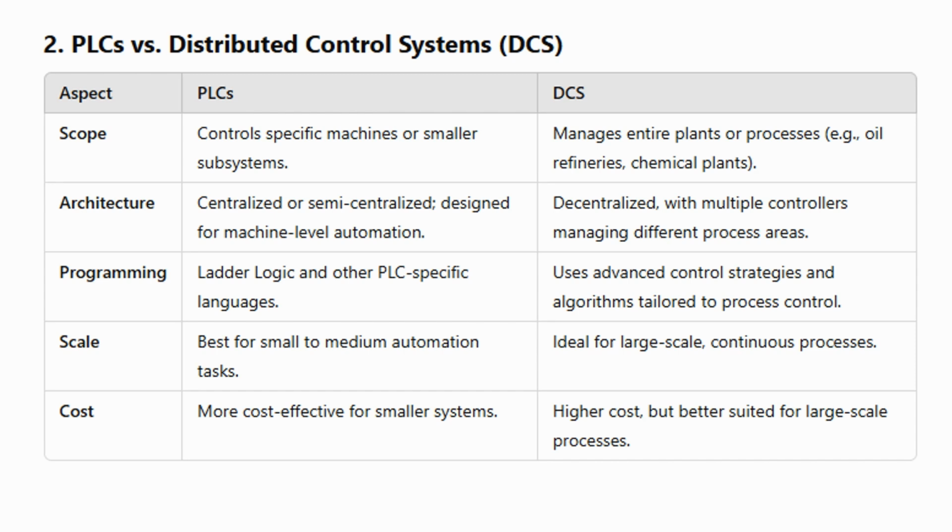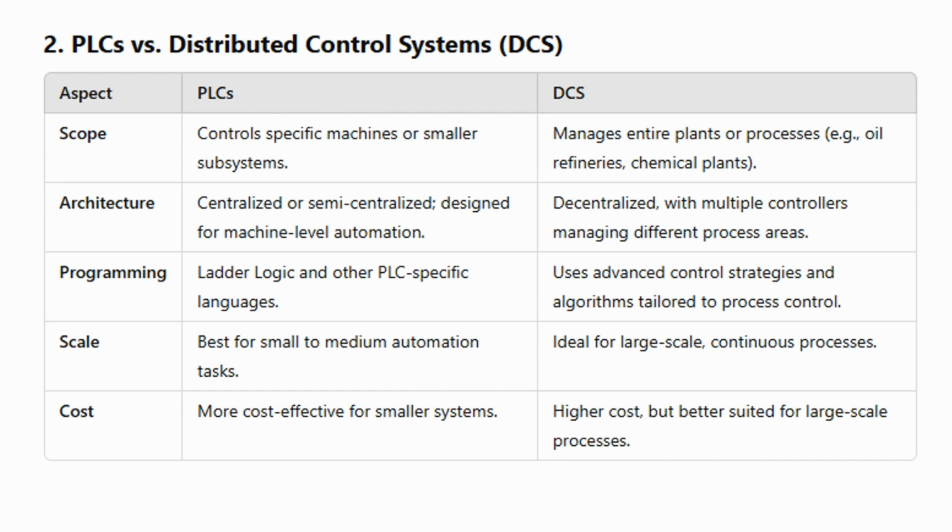As far as architecture goes, PLCs are really centralized, or at least semi-centralized. They're designed for machine level automation, whereas the DCS is decentralized. So a DCS system will have multiple controllers where they're managing different process areas.